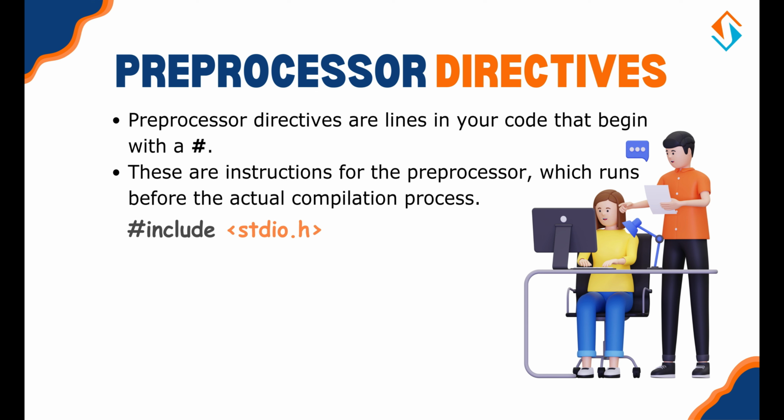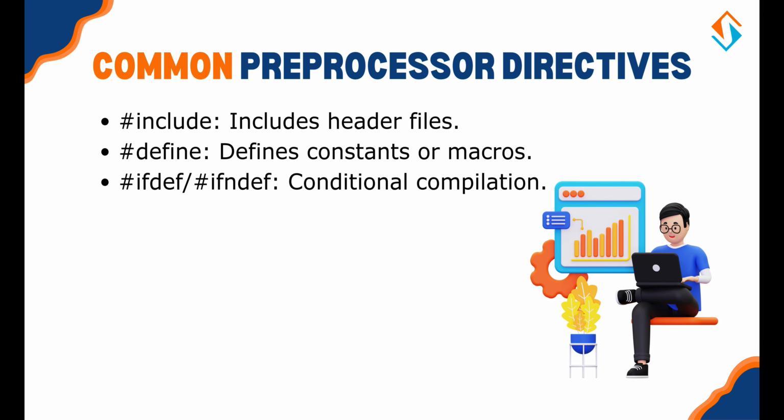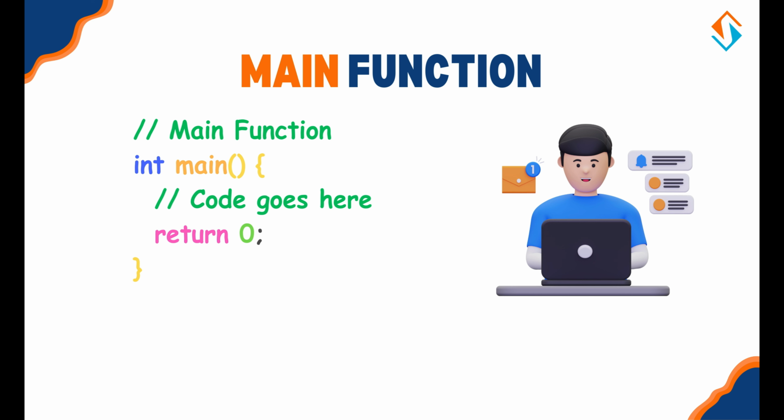Think of preprocessor directives as setup instructions. They prepare the environment for your program to run. Common preprocessor directives. First is #include. It includes header files. Second is #define. It defines constants or macros. Third is #ifdef or #ifndef. It enables conditional compilation.